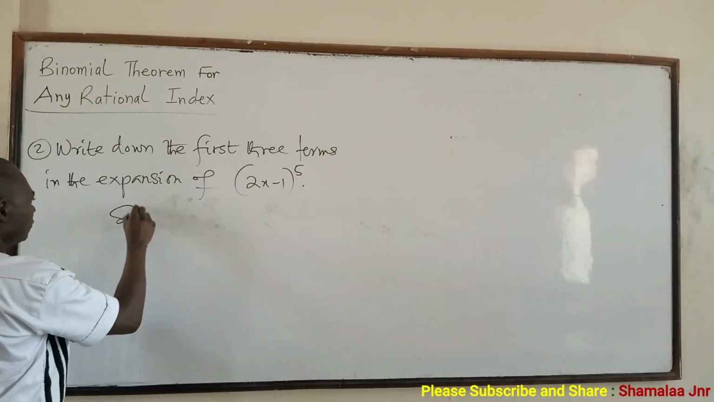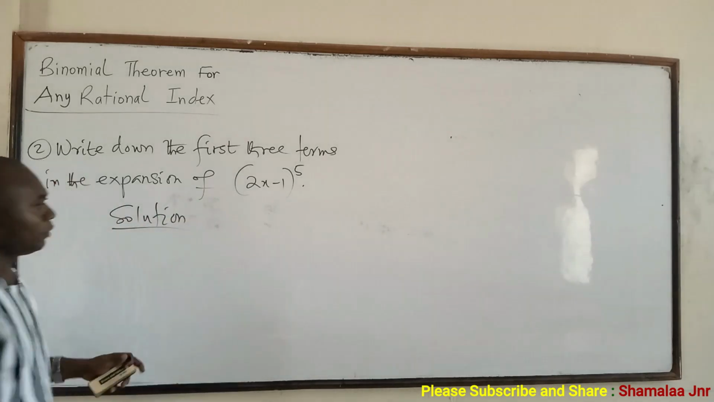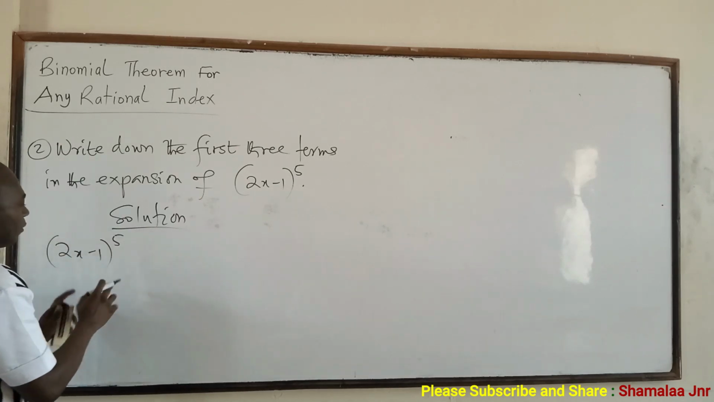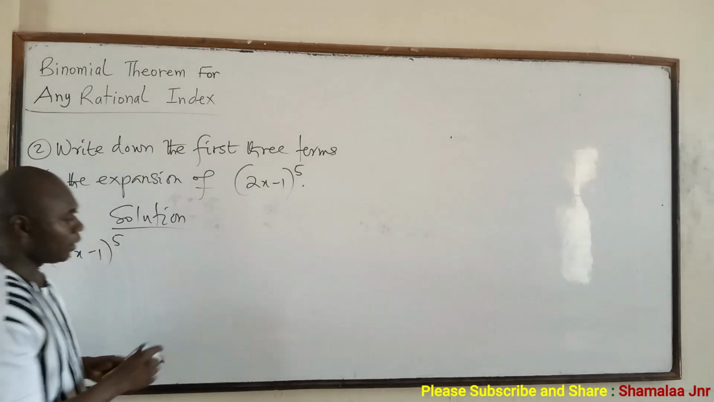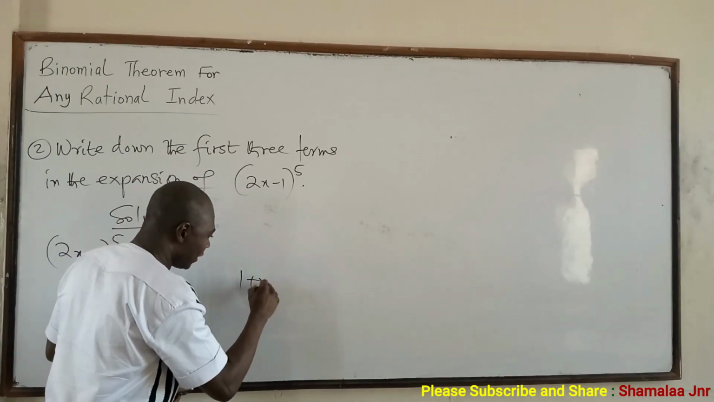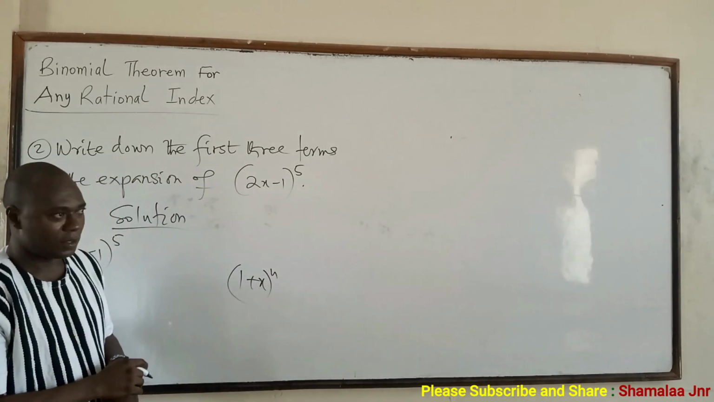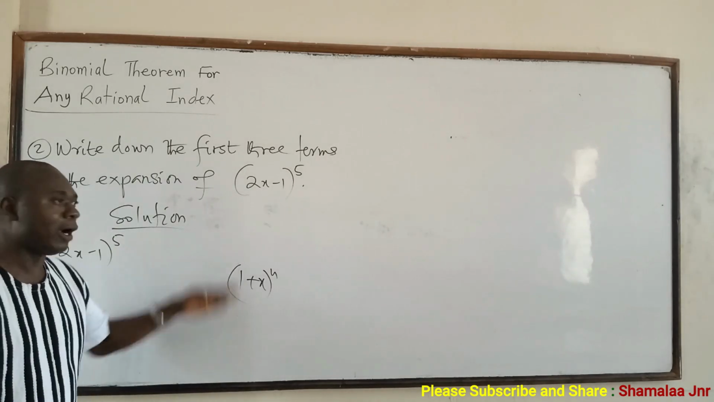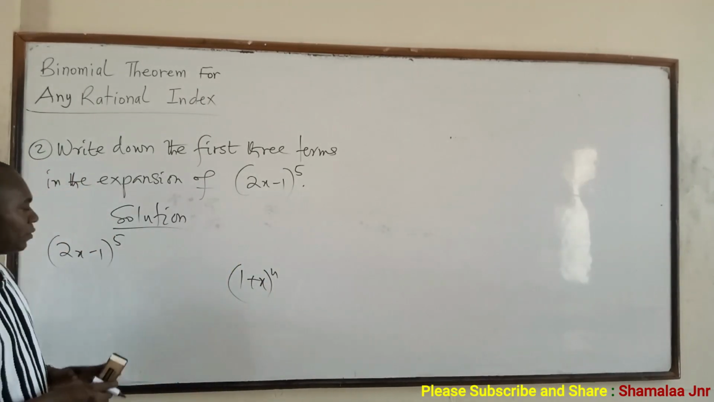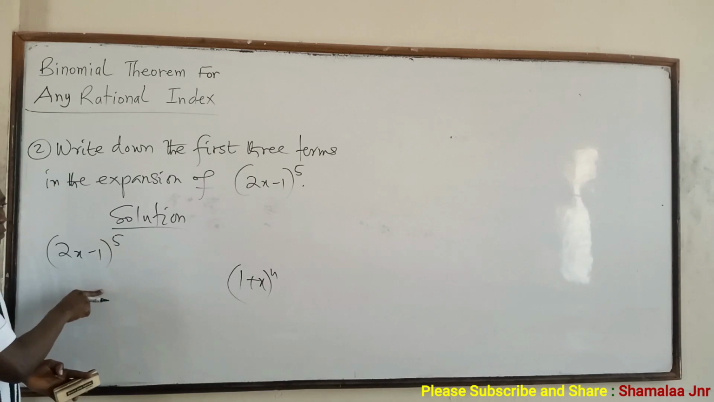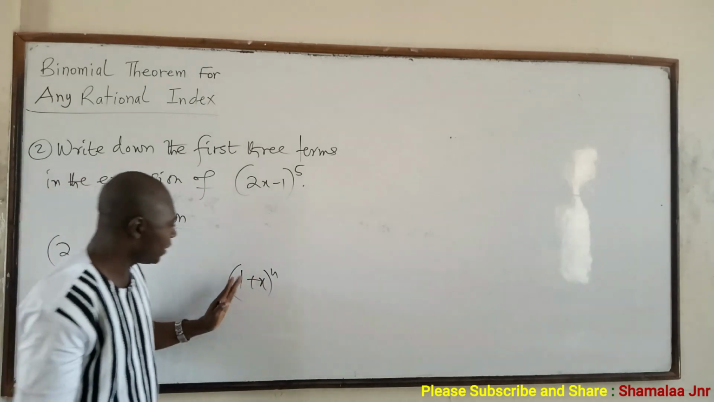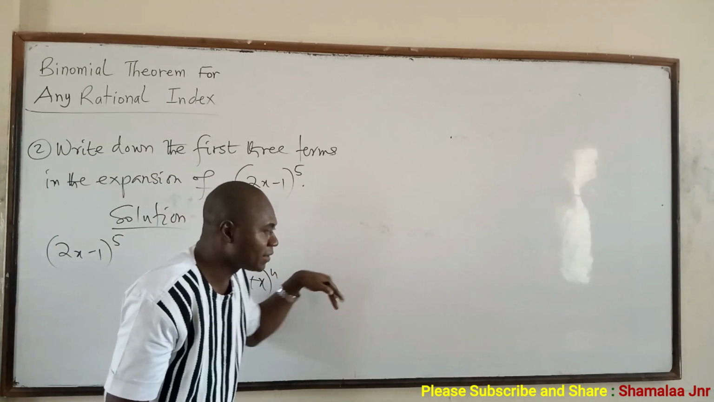Solution. Now, viewers, let's look at the question. We have 2x minus 1 all raised to the power 5. You see, the formula that we are supposed to use is 1 plus x all raised to the power n. Do you see it? And let's look at what is happening here. So it means that you should be able to work on this one so that it will look like this. It will be 1 plus something raised to the power 5. Yes, so you should be able to rewrite this question so that it will conform to this. Because at the end of the day, this is the formula you are going to use. 1 plus x raised to the power n is equal to 1 plus nx and so on.